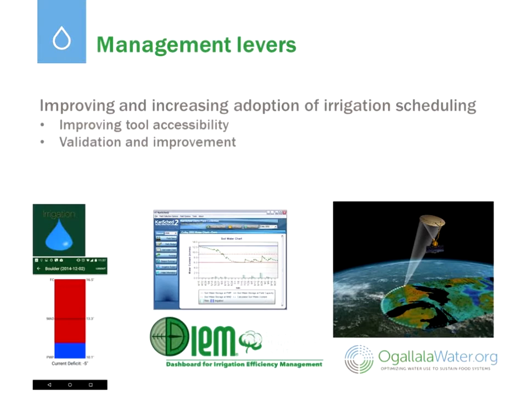And the other piece, so there's a lot of work going on in validating and improving these. And then the other piece is improving their accessibility and their adoption by farmers, and understanding what are the barriers to increased adoption of these different scheduling tools, and how we can link them more, streamline them a bit more with their existing irrigation systems.